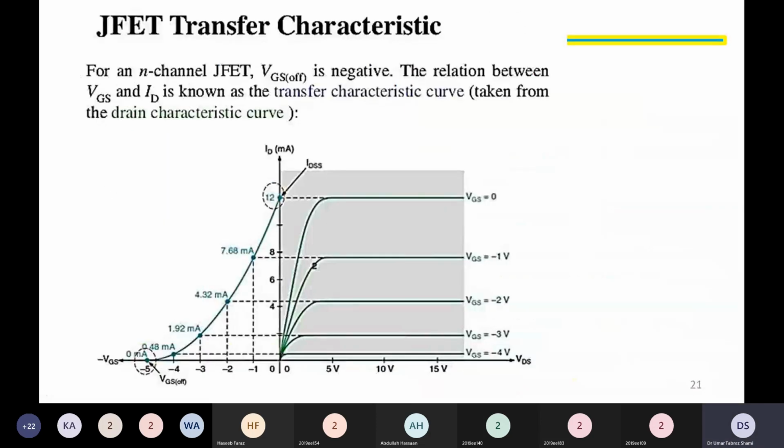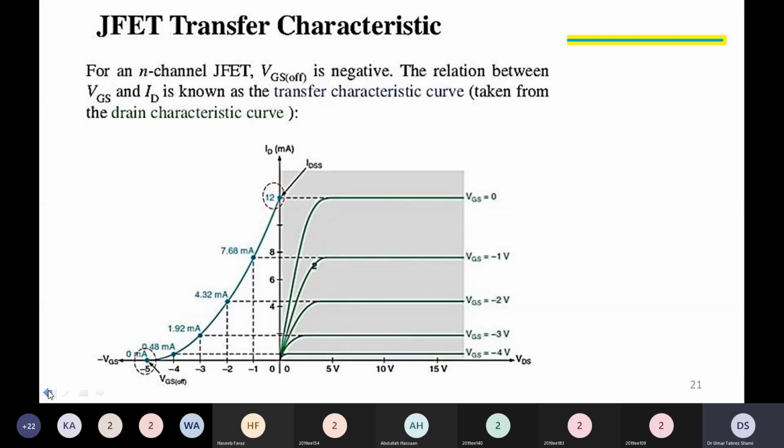Now we come to the next slide. The next slide title is JFET transfer characteristics. For an n-channel JFET, VGS(off) is negative. The relation between VGS and ID is known as the transfer characteristic curve, taken from the drain curve. So in this diagram, we see the JFET transfer characteristic. It is a relation between VGS and the current ID.